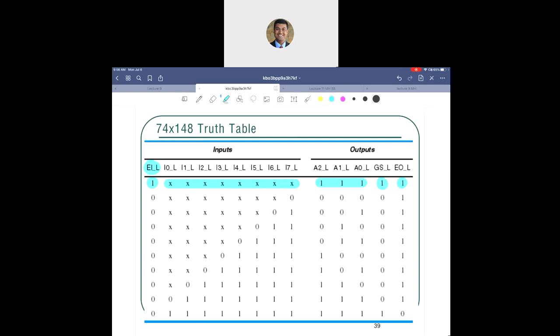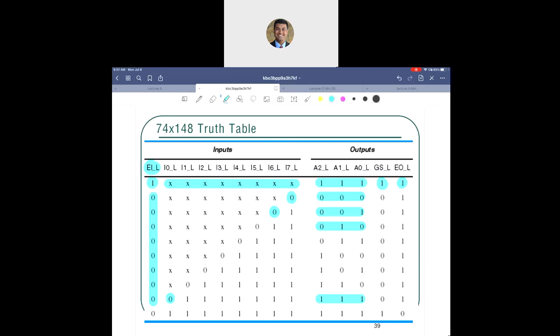Now, next case, you have the next 8 cases. Enable input is active. Over here, I7 is active, here I6 is active, and so on. So that is encoded as 000, 001, 010, and so on up to 111. 111 is when I0 is active. So when I0 is active, A2 and A1 and A0 should all be inactive. Inactive is 111, right? So I hope you can see that active low and active high, the difference there.